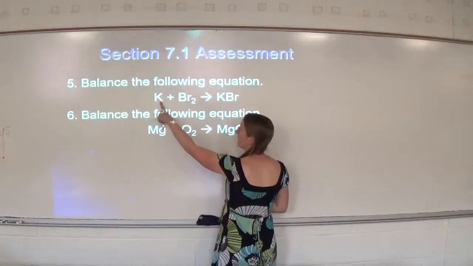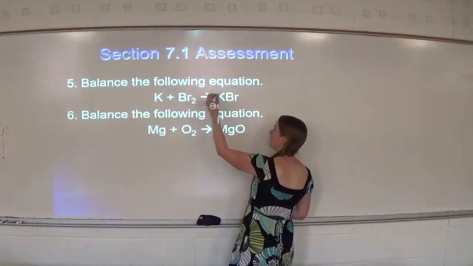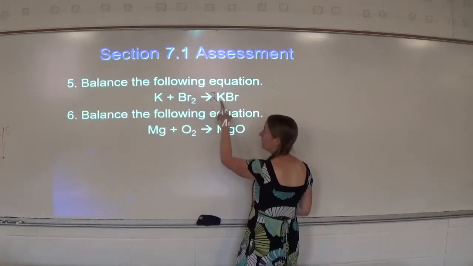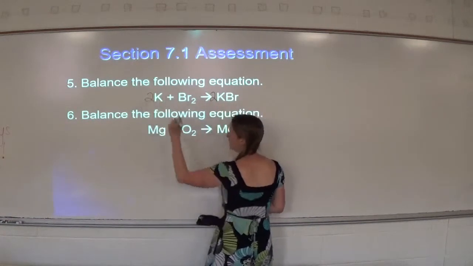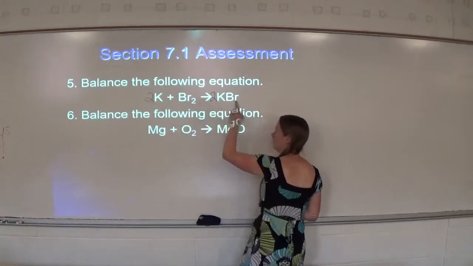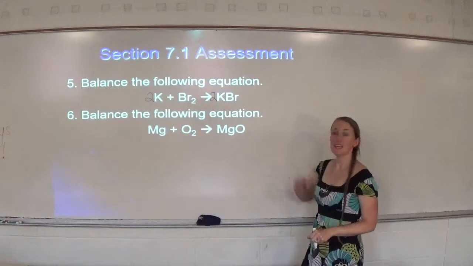So I have 1 K, 1 K, 2 Br, and only 1 Br. So I'm gonna put a 2. But now I have 2 Ks, so I need to put a 2 here. So see, I have 2 K, 2 K, 2 Br, 2 Br. All right, so hopefully you got that one right. All right, so let's look at the next one.